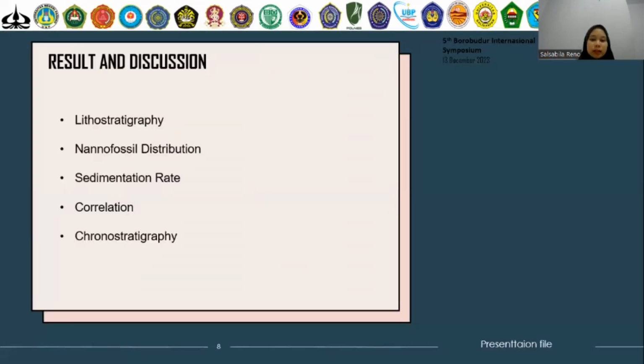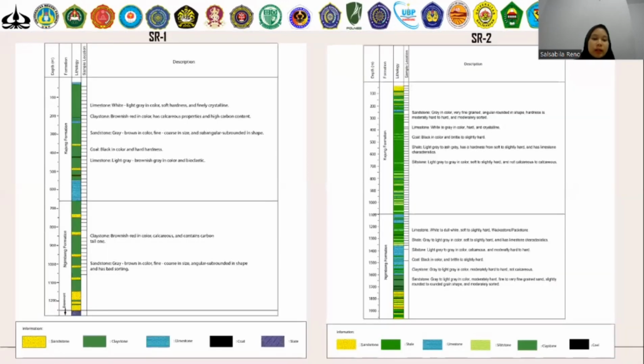For the result and discussion, there is lithostratigraphy, nanofossil distribution, sedimentation rate, correlation, and chronostratigraphy. For the SR1 well, there are 5 different lithologies found, which are sandstone, claystone, limestone, coal, and slate. And for the SR2 well, the lithologies found are sandstone, shale, limestone, siltstone, claystone, and coal.